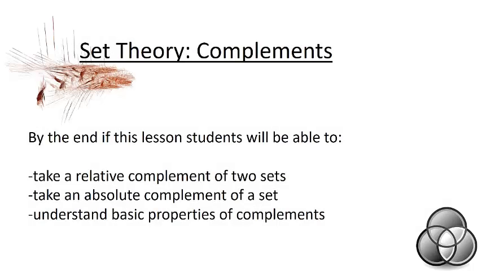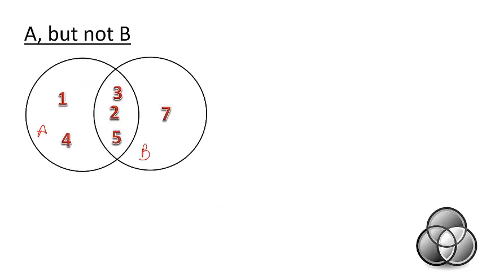In this lesson, we're going to look at a couple more operations that we can do with sets. This time, we're going to look at the relative and absolute complements. On this slide, let's determine all of the elements in A, but not in B.